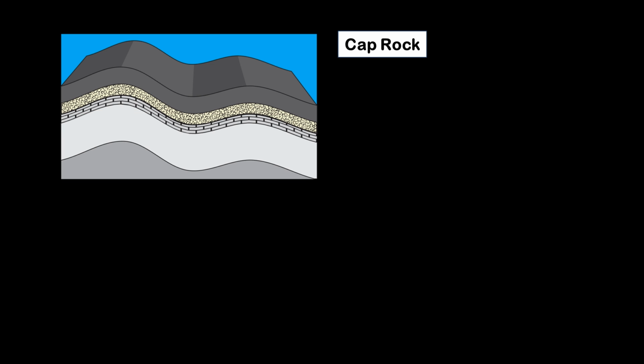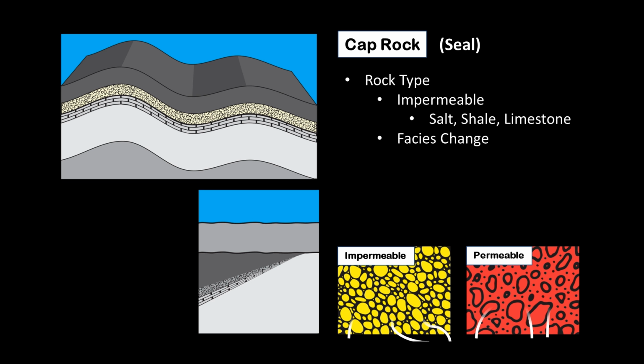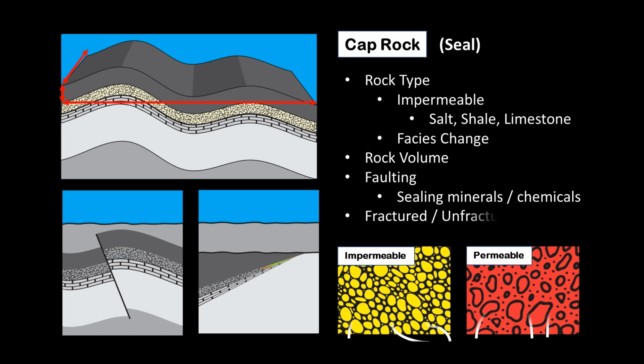Next, the cap rock. More generally, we can call this a seal, which can go hand in hand with traps and trapping mechanisms covered next. We are once again interested in rock type, which should be impermeable, such as a salt, shale, or limestone, possibly associated with a facies change. The volume of rock is important. We also need to know if the rock is being faulted and sealed, and whether the rock is fractured or unfractured. We are also interested if unconformities cut through the section. Again, have a think about which geophysical techniques can identify these elements.